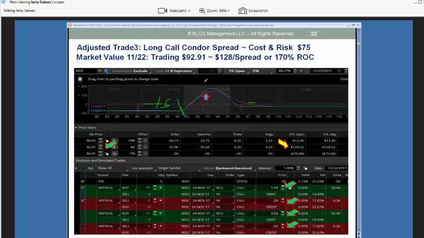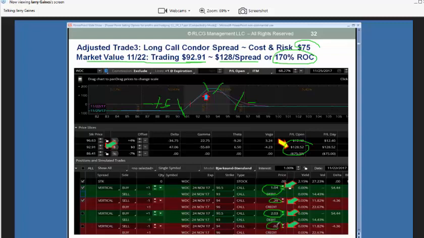So we have our long call debit spread here and the bear call credit spread here, and this was performing great. Today it's still performing great. On Wednesday, the market was trading at 92.91, and the spread value was $128, or a 170% return on the capital risk of 75. You can see down below, the profit per one spread was about 128. The $104 debit spread was trading at 203, and the credit spread had collapsed from 29 cents to 2 cents.